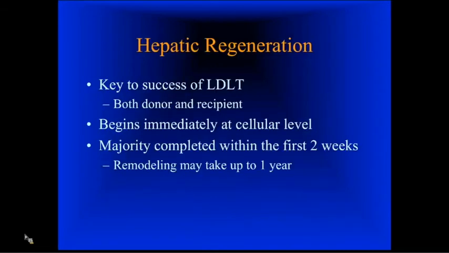So the reason living donation came about is the knowledge that a normal liver regenerates. If you resect just enough liver, as long as you don't cross the boundaries, a normal liver will regenerate. And this has been the key to success for live donor transplant. It begins immediately, so within the first 24 hours, we see all the biochemical parameters for both the recipient and the donor getting better spontaneously. And that remodeling may take up to a year.